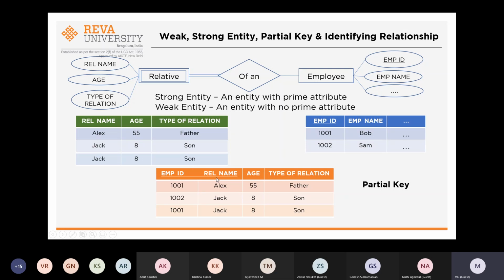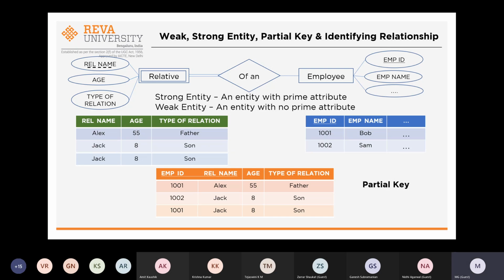What is the partial key here? Relative name. Because your primary key here is employee ID and relative name together. So where did this relative name come from? It came from the weak entity relative. Hence, this relative name attribute is called the partial key. It is represented by a dotted line.